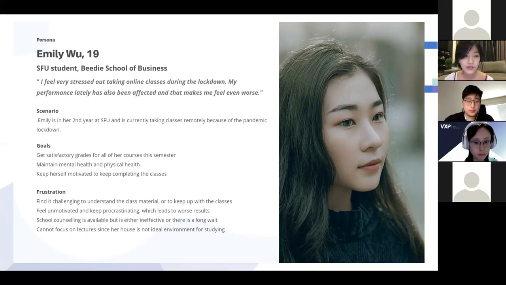So the goal here is just to create a persona that you can refer to within your team. So let's say, oh, I'm designing it for Emily. Oh, Emily will think this, Emily would think that, like an actual person.